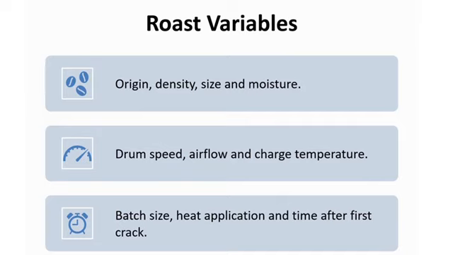Then the second one will be the drum speed, airflow, and the charge temperature. Last but not least, we look into the batch size. A large or a small batch will have a different profile when you roast the bean. Heat application and time after first crack will also develop the character and taste profile of each bean. We finish up on the third subtopic.